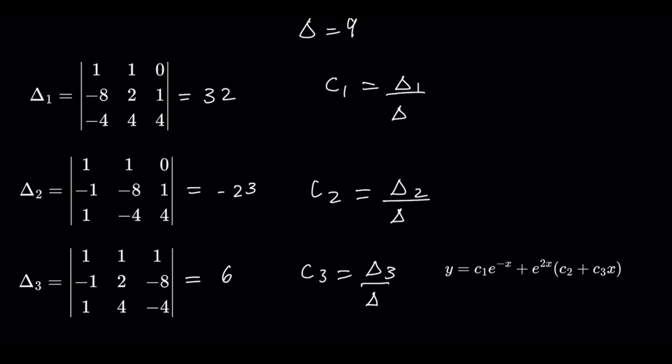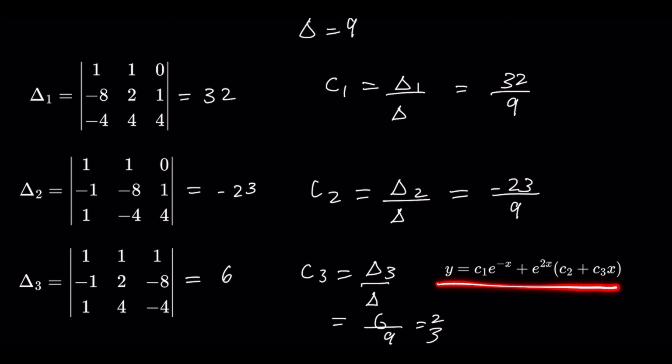Now, substituting the values in their respective positions, this 32 here and this 9 here, we'll be getting 32 divided by 9. For this, we'll get minus 23 divided by 9. And for C3, we are going to get 6 by 9, which is equal to 2 by 3. Now that we have found the values of C1, C2, and C3, we'll be substituting them back to the original equation. This was the general solution at first, but when we are going to be substituting the values of C1, C2, and C3, it is going to be giving us our final answer, which we'll be referring to as the particular solution.